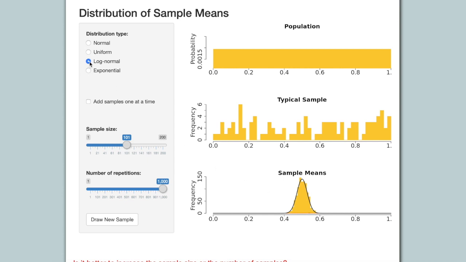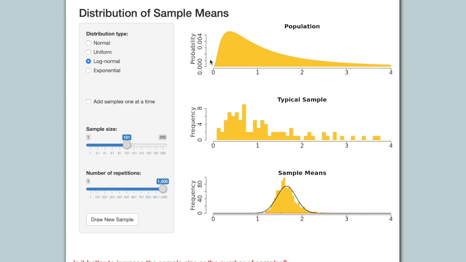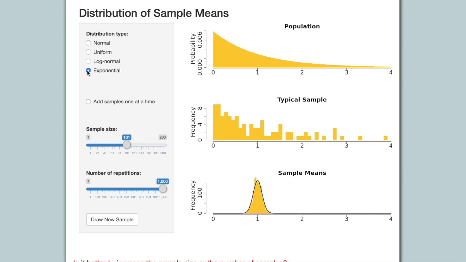We can try that again with log normal. This is a highly skewed distribution. Our sample is also really skewed, and our sample means are still a normal distribution. Let's try exponential. Again, a very skewed sample, and our sample means are still normal.